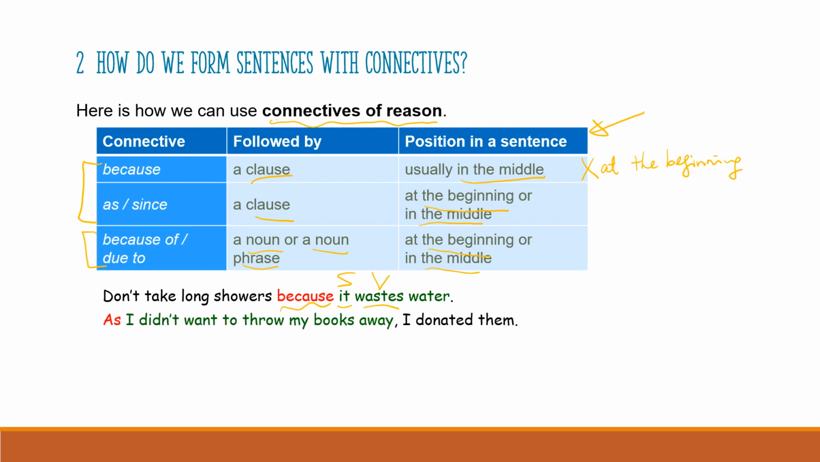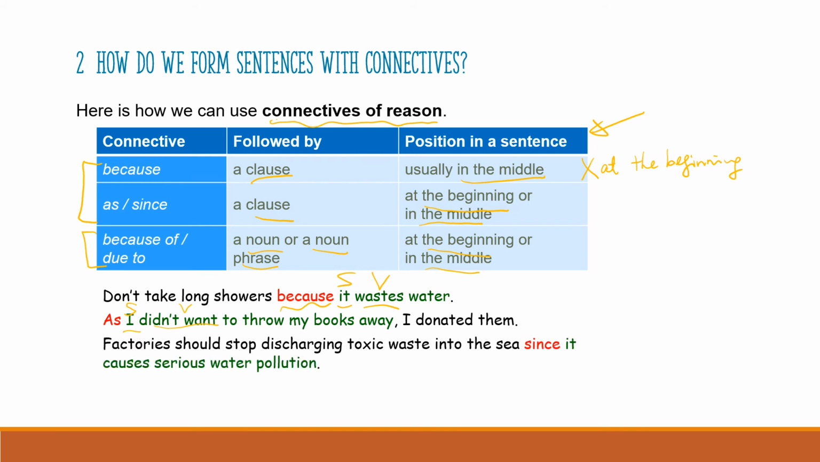For as, we can follow it with a clause. As I didn't want to throw my books away, I donated them. I is the subject in the clause. Didn't want is the verb in the clause. We can use since in the middle of a sentence. And remember, we put the reason after the connective of reason. Factories should stop discharging toxic waste into the sea, since it causes serious water pollution. After the connective since, we use a clause with the subject, it, and causes, verb.